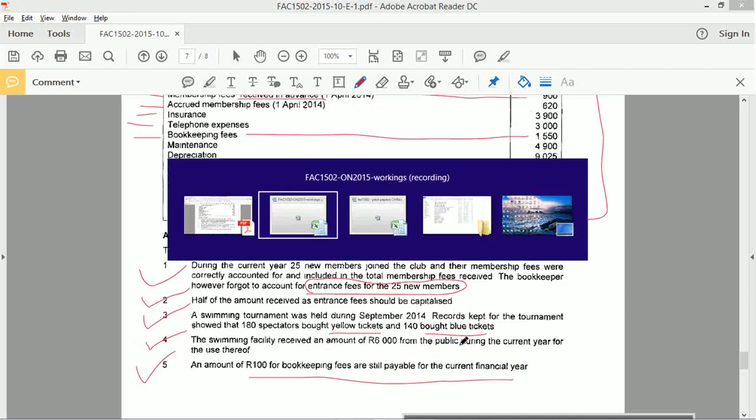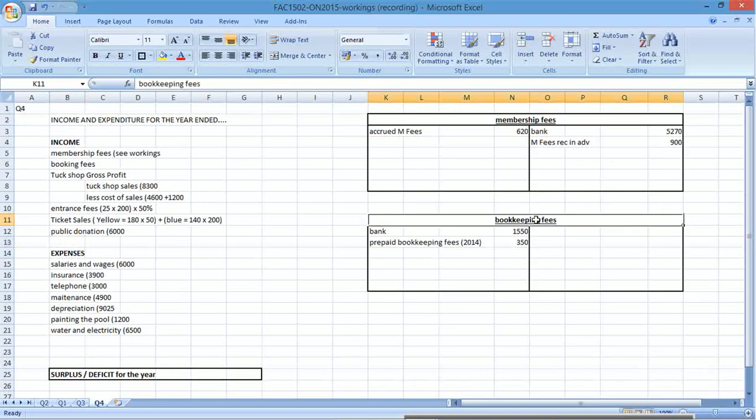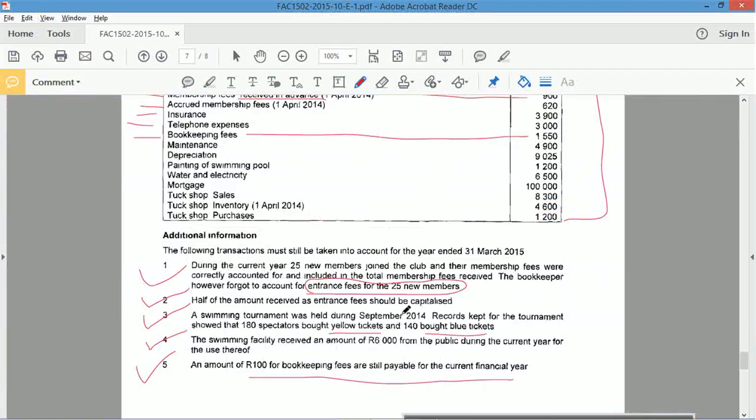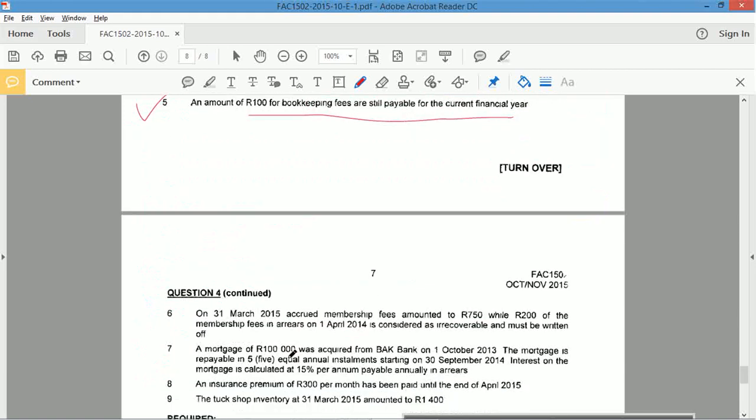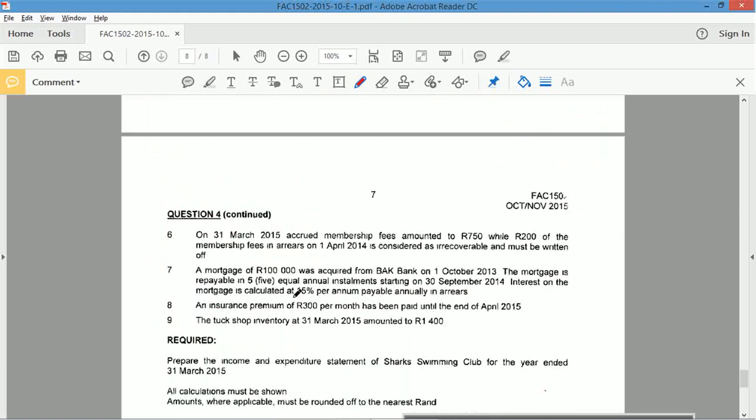This one. An amount of 100 for booking fees is still payable for the current financial year. Still payable, so we have to add it to the booking fees. Still payable means it's an accrued expense. So accrued expense, 100 Rand. We tick that.